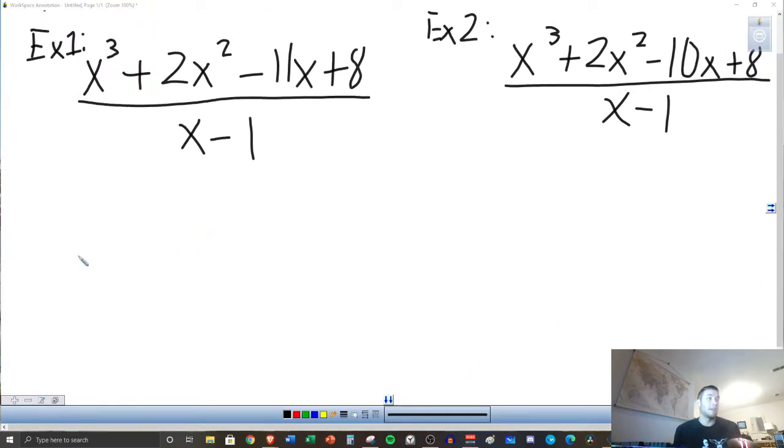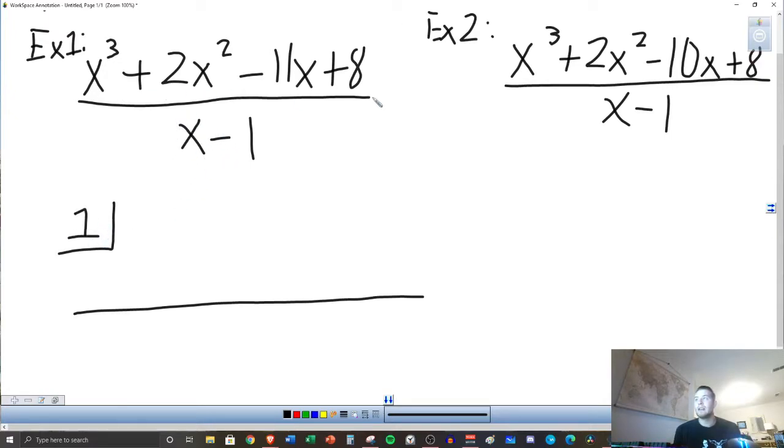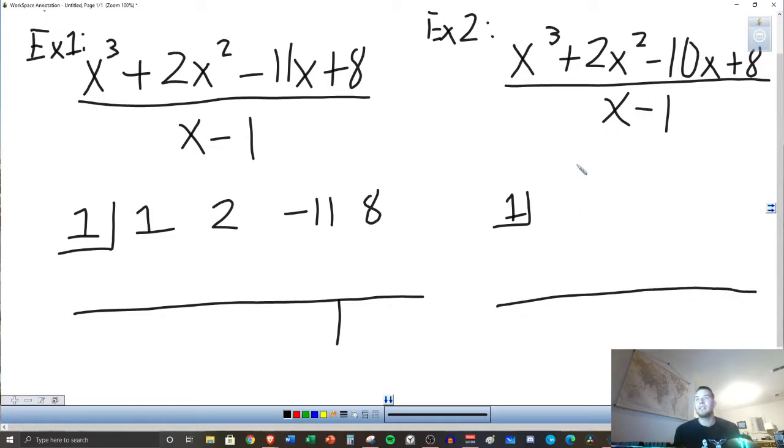I'm going to go like lightning speed on this. You can check your work. First, we're going to take the 0 from the bottom. It's in that form x minus r. I don't have to adjust anything, so it's a 1 goes here. I list out all the coefficients. We get 1, 2, negative 11, and 8. We're going to go ahead and set this one up as well. It has a 1 as the 0 again. Remember, the only thing different is this negative 10. So it's 1, 2, negative 10, and 8.